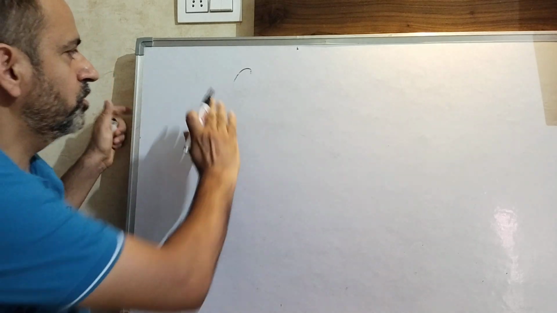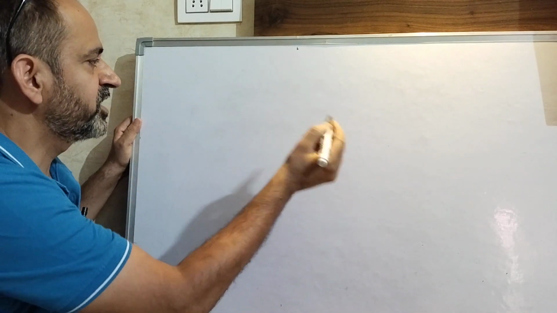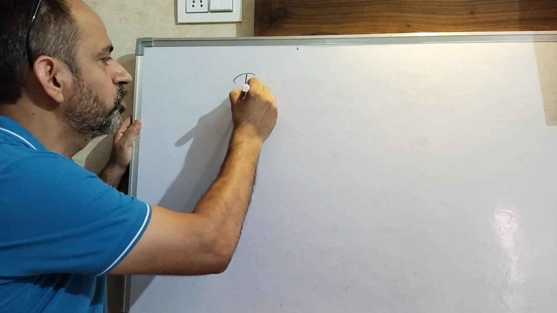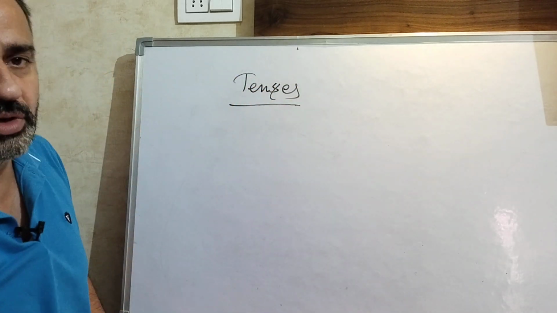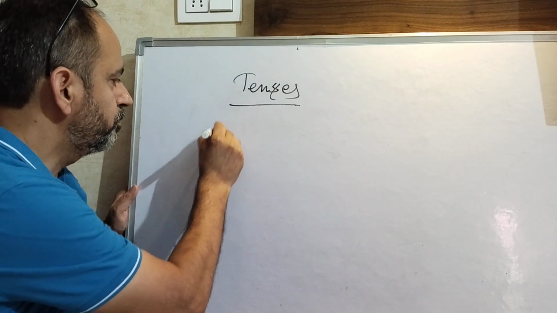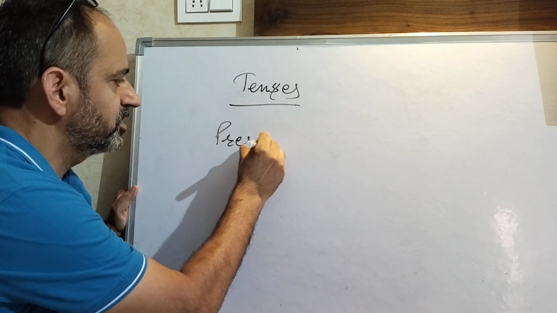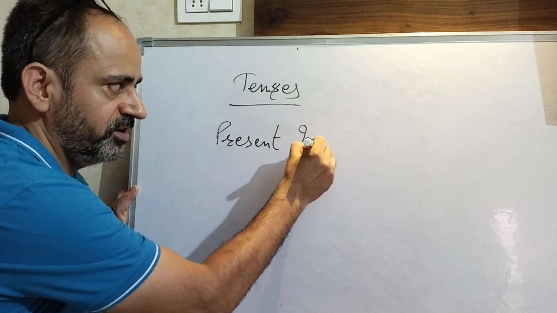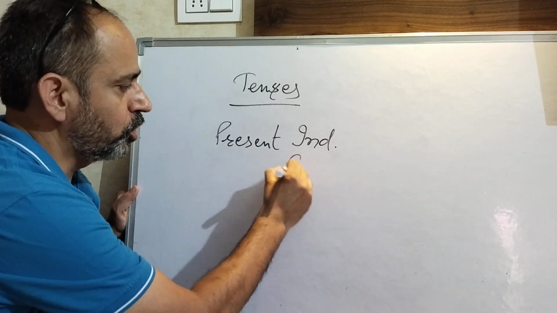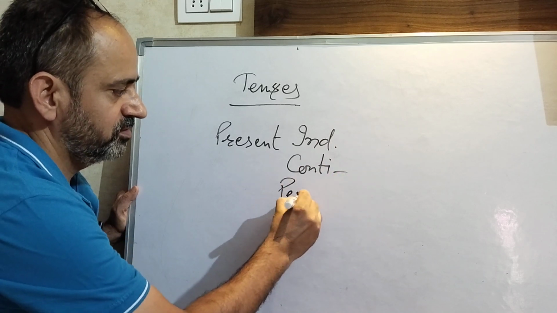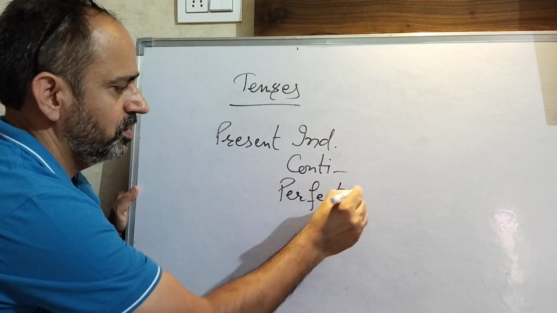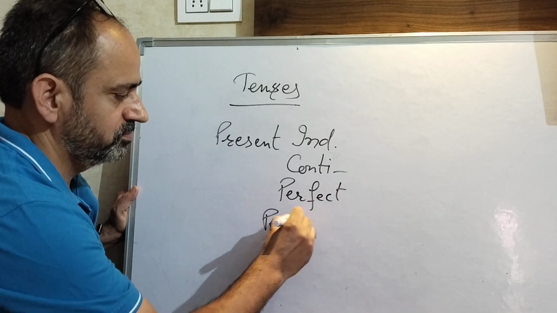Now after learning about is, am, are, was, were, the next step is that you should focus on tenses. Here you need not learn all the tenses. You need to learn present indefinite, continuous, perfect, and perfect continuous.